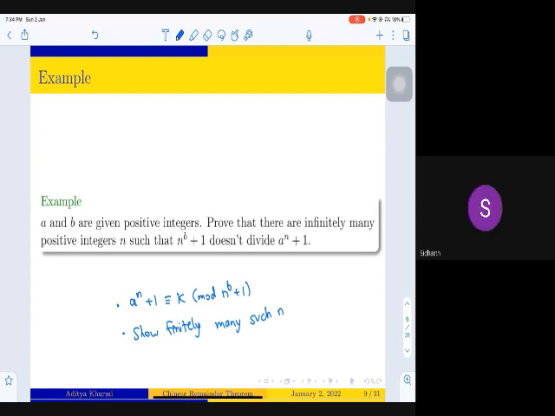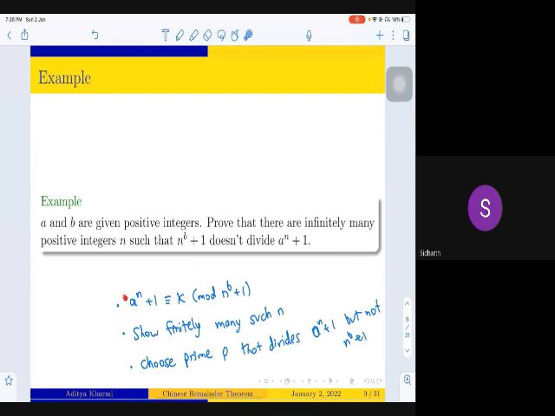Can we choose a prime and then show that it divides n to the b plus 1 and doesn't divide the other? Okay, yeah, that's also a very good idea. Choose prime p that divides one, but not the other. That divides say a raised to n plus 1, but not n raised to b plus 1. So in this case, if p divides this, but it doesn't divide this, then this can't divide this.